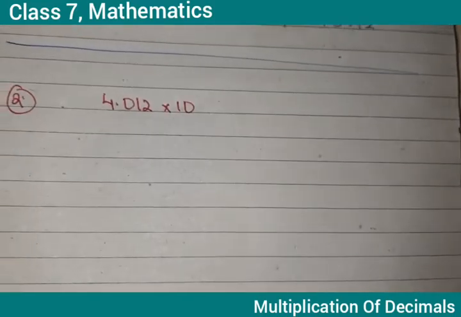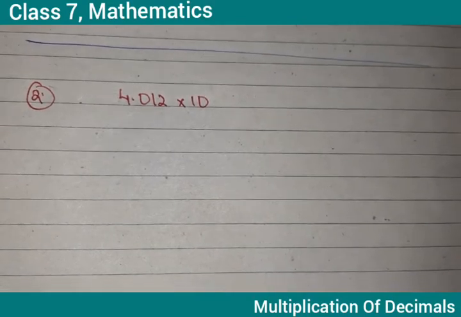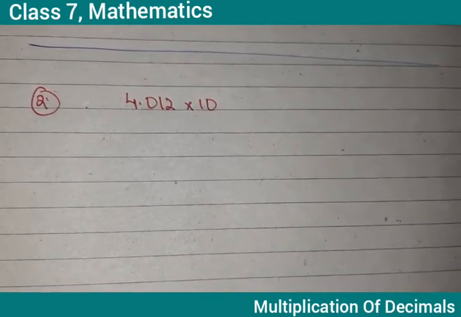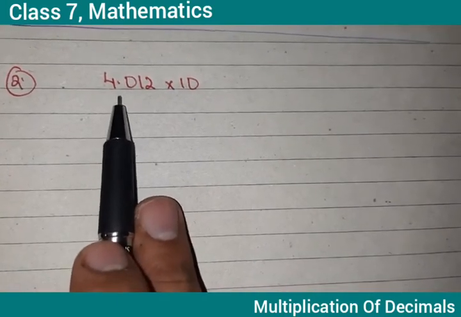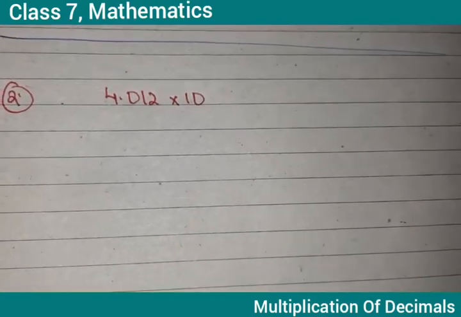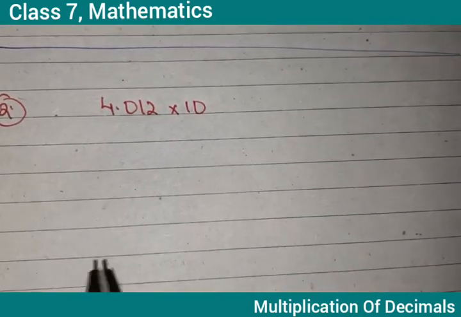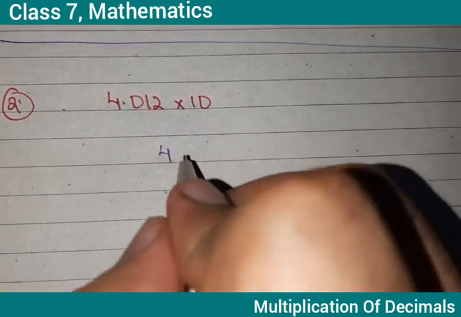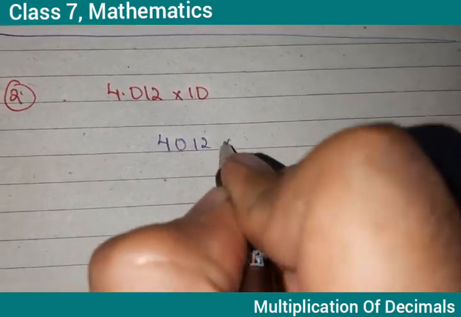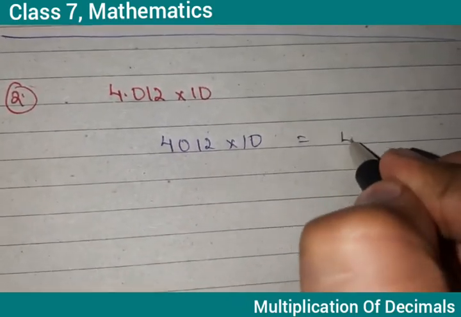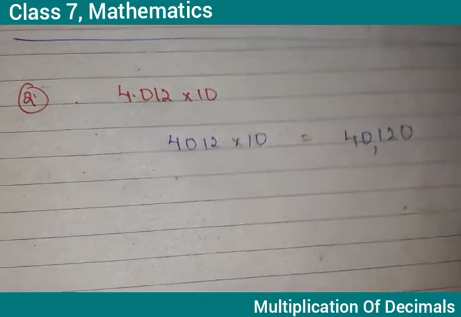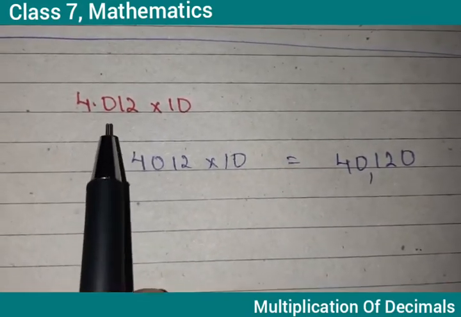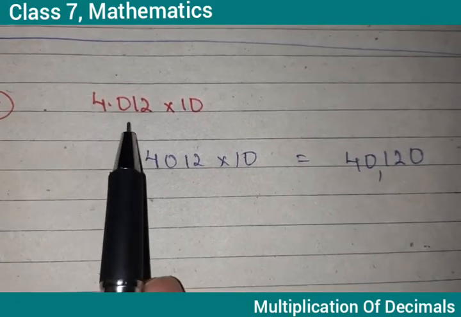Okay. Now that was an example of a simple number. Now let's see an example in multiples of 10. For example, if a question is given 4.012 into 10. Once again, forget that decimal is present, simply multiply the number considering it as a normal integer. So 4012 into 10, the answer will be what? That is 40,120.